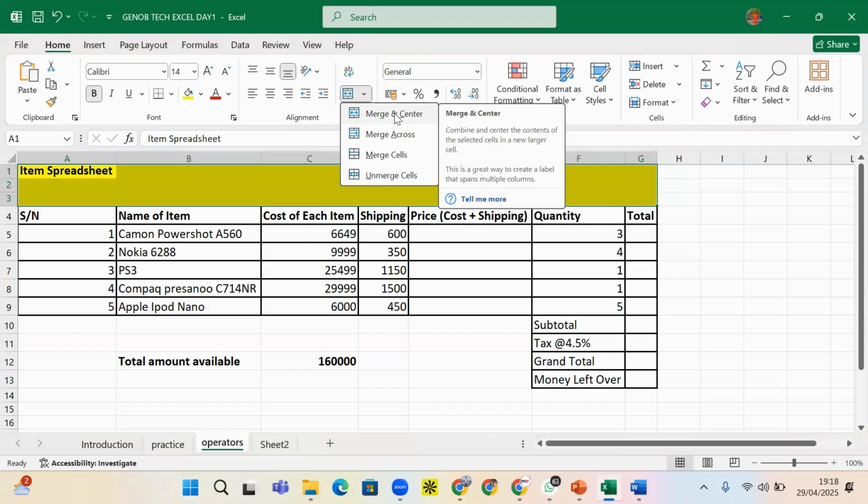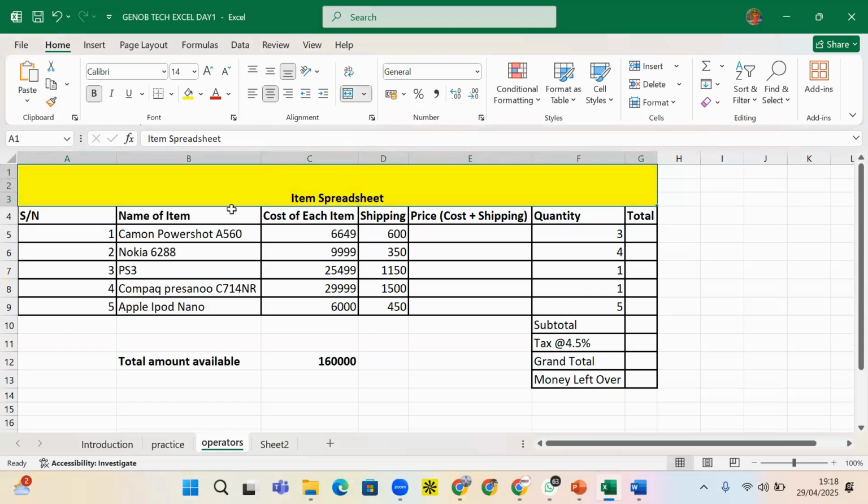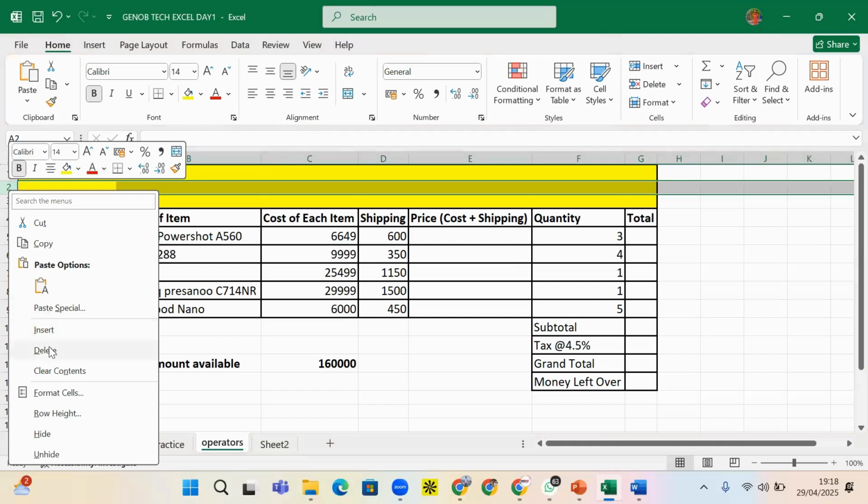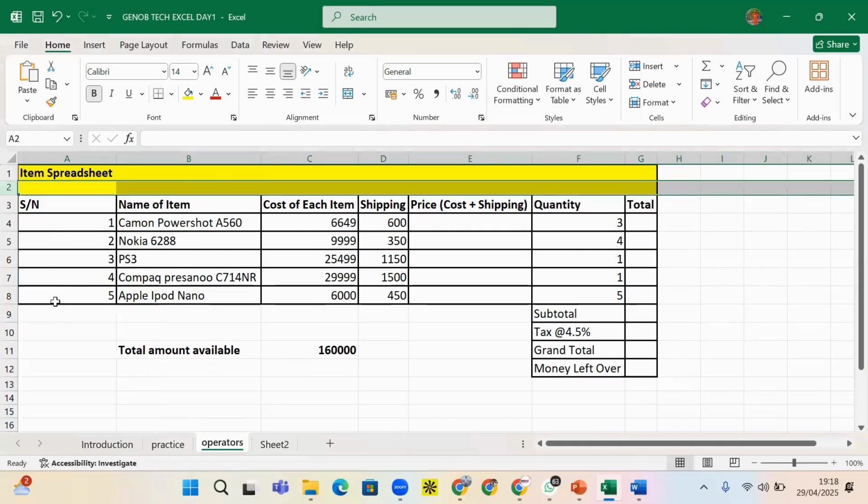So I merge and center. You can see this merge and center. So it is merged and centered at the same time. I undo. Let me remove the row 2 here. I stand on the row heading, right click, and I click delete.